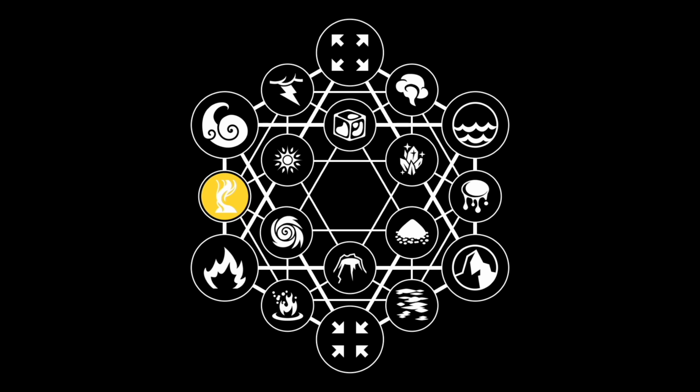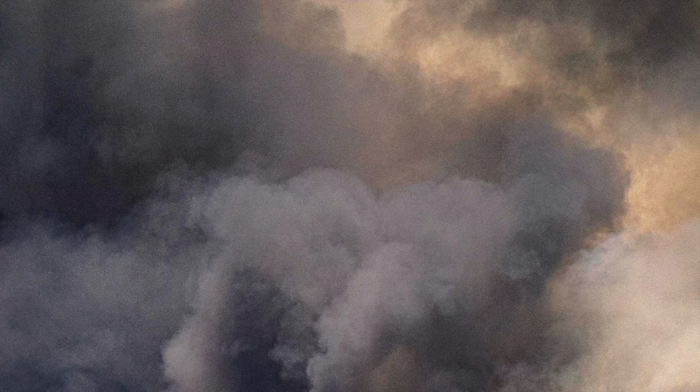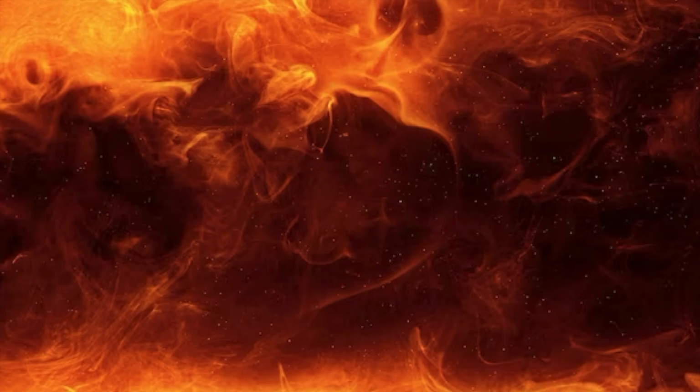Smoke. The para-elemental plane of smoke is at the intersection of air and fire. Because of this, it has some things in common with both planes. Like the plane of air, there is no ground. Gravity also follows the same rules as in the plane of air. Like the plane of fire, it's quite hot, though not scorching.